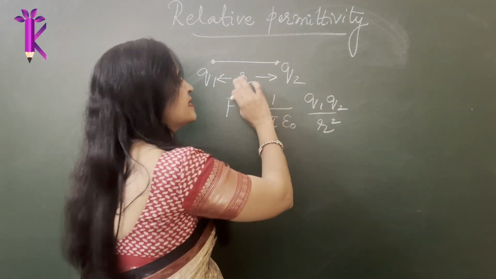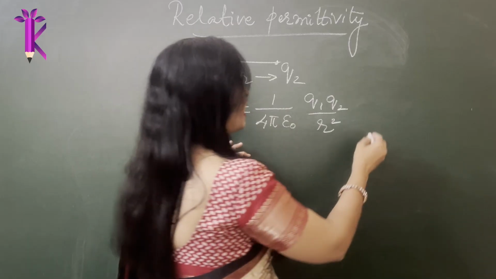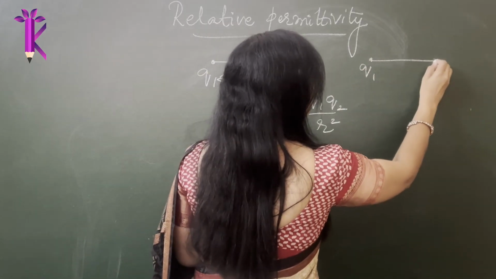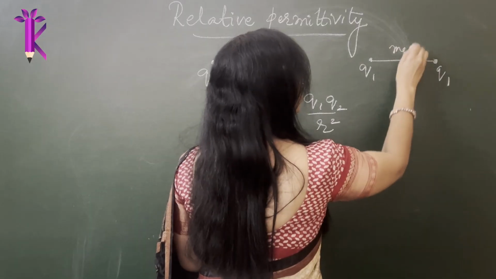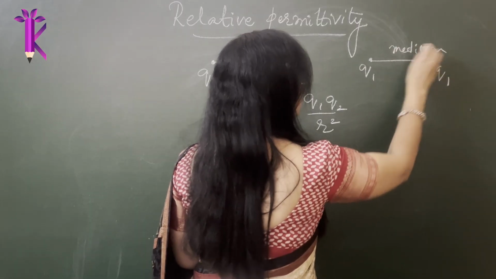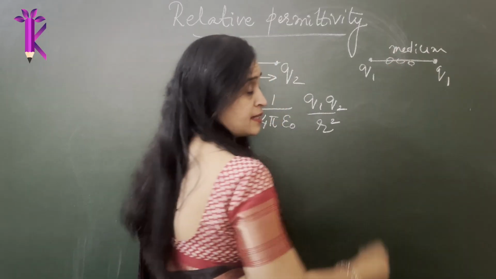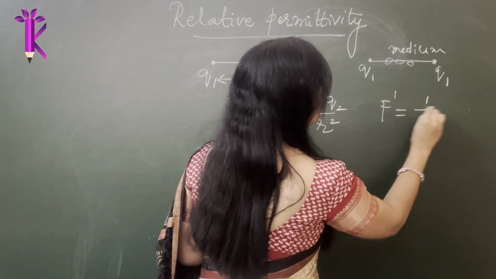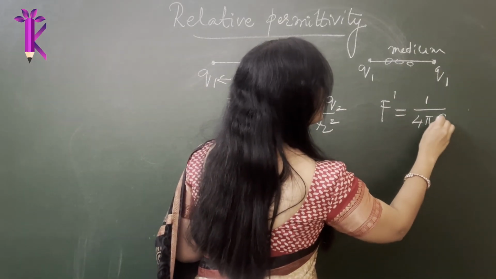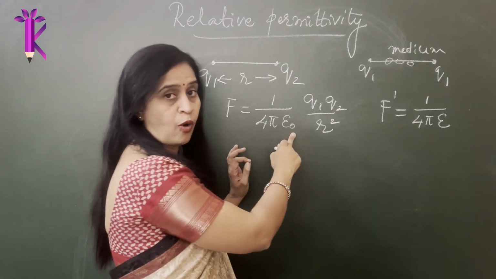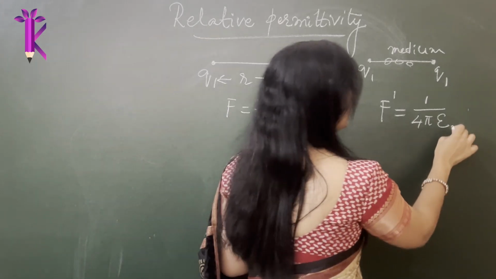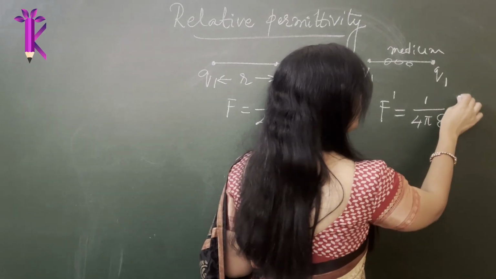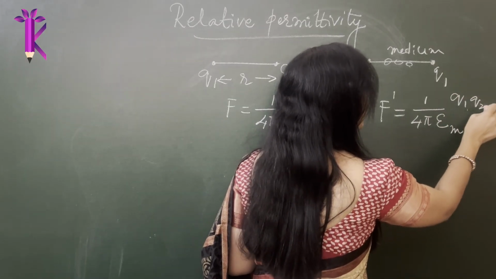Right, now when I place it in a medium like water, what happens? Now the same charges are kept in a different medium. I do not mention what medium it is, but there is certainly a medium other than vacuum, which means there are interacting particles in between. So let's call this new force F dash, equal to 1 by 4 pi, and instead of epsilon naught, where this is void or vacuum, I refer to the permittivity of the medium, epsilon m, Q1 Q2 divided by r square.